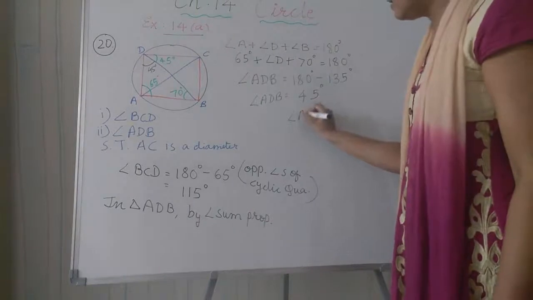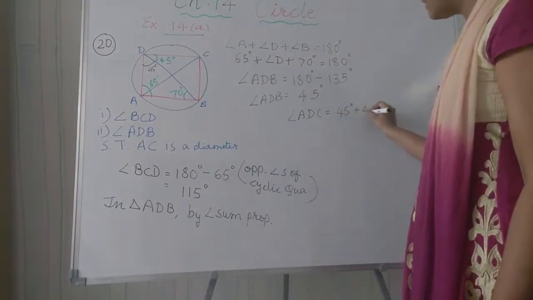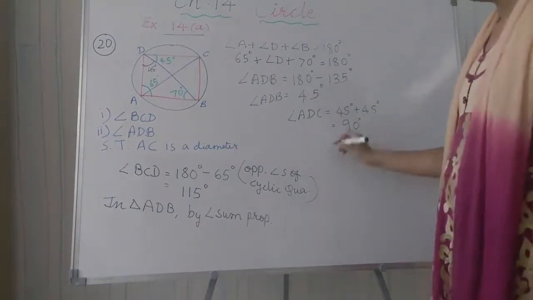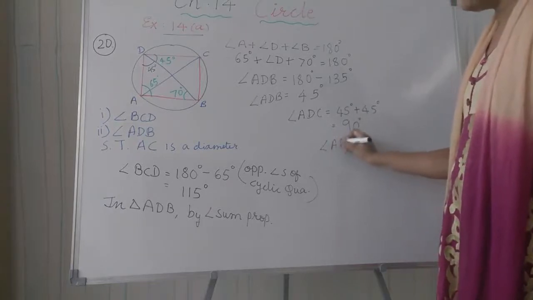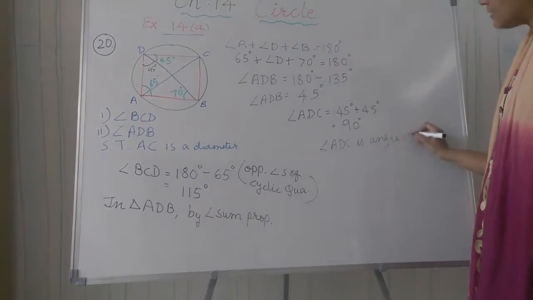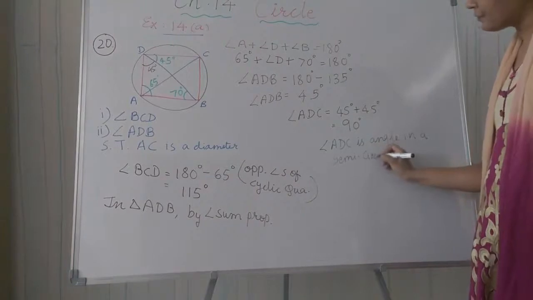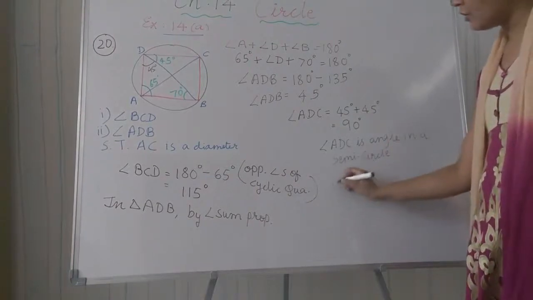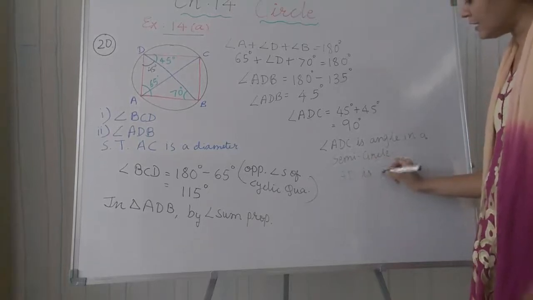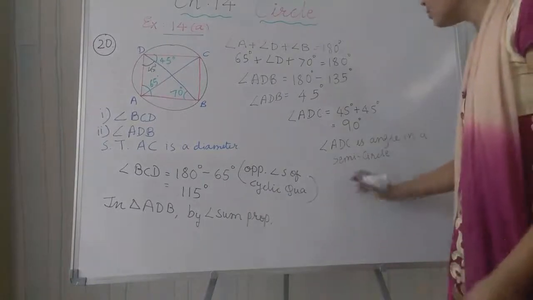So I am writing angle ADC is equal to 45 degree plus 45 degree, that is equal to 90 degree, and angle ADC is angle in a semicircle. Therefore AD is a diameter. We can write AD is the diameter here, which we want to show.